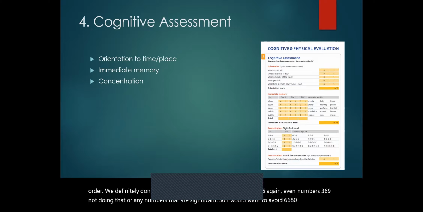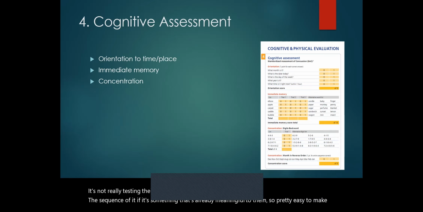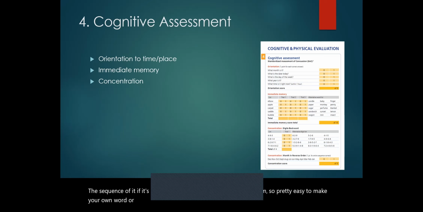66801 here in Emporia. Well, that's our zip code, right? You also want to avoid phone numbers or anything that also means something else. It's not really testing their ability to remember the sequence of it if it's something that's already meaningful to them. So it's pretty easy to make your own word or digits list as long as you're following those specific rules.